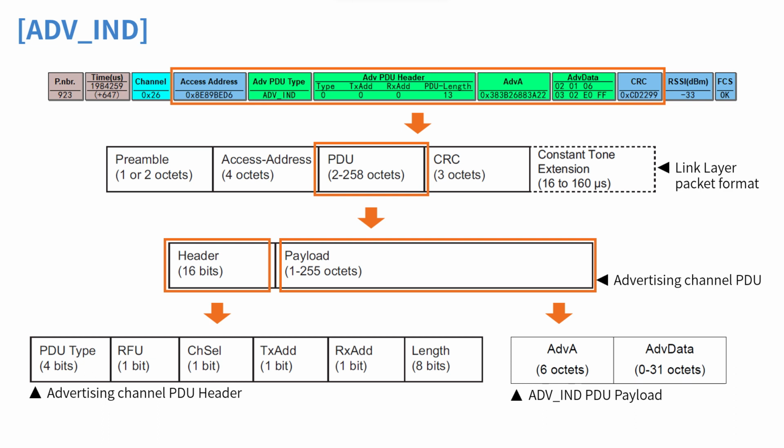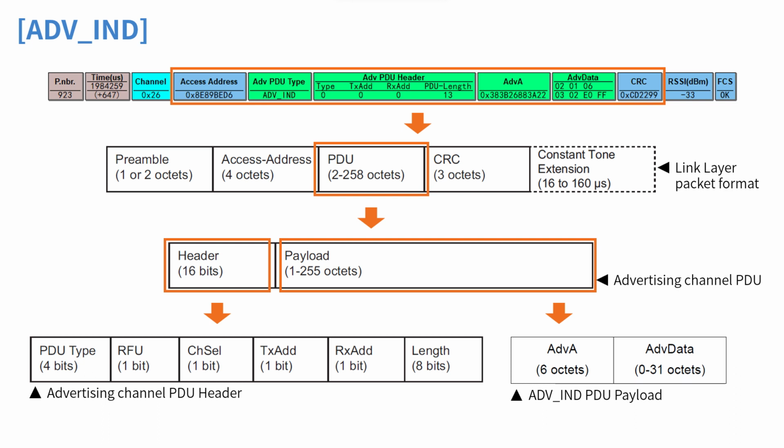If the CH-select, TX address, or RX address fields are not defined as used in a given PDU, then they should be considered reserved for future use. The length field indicates the length of the payload in octets. The valid range of the length field should be 1 to 255 octets.